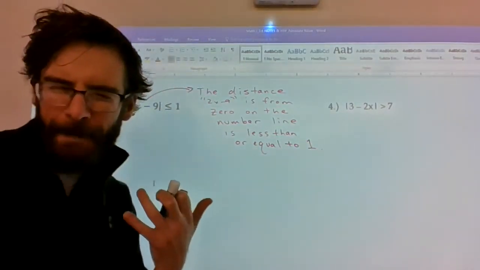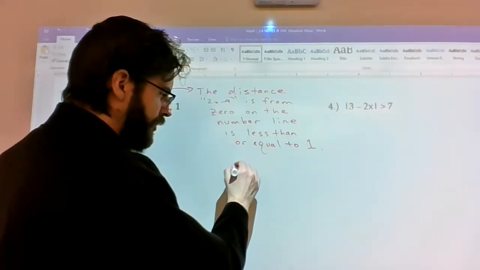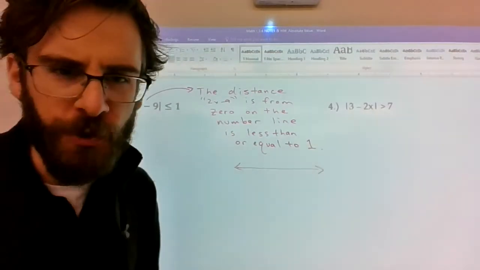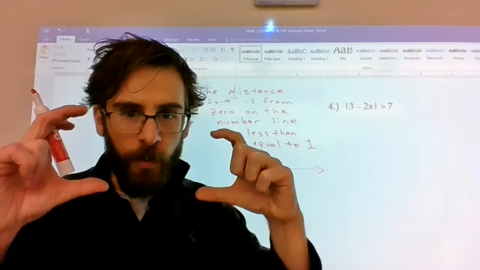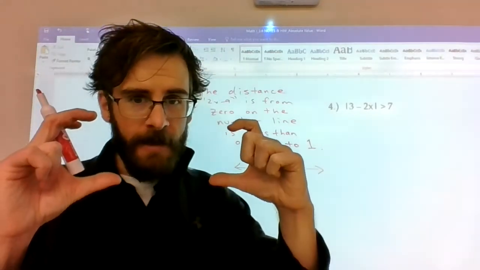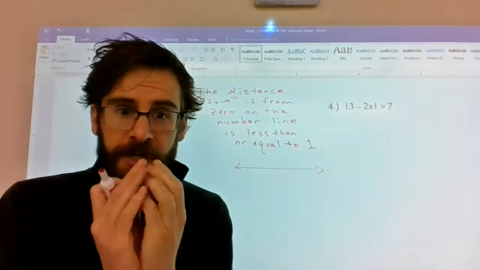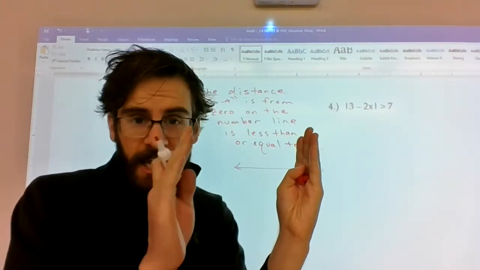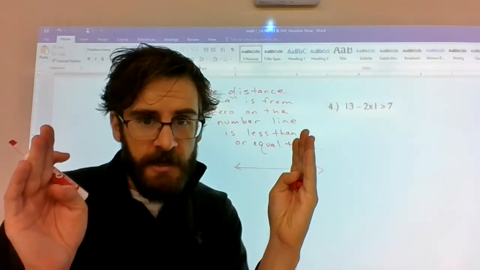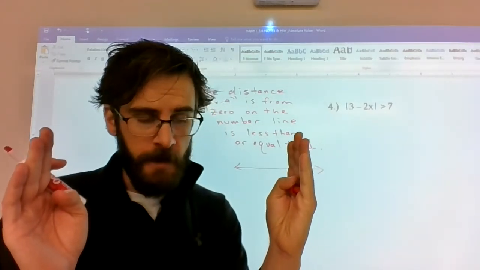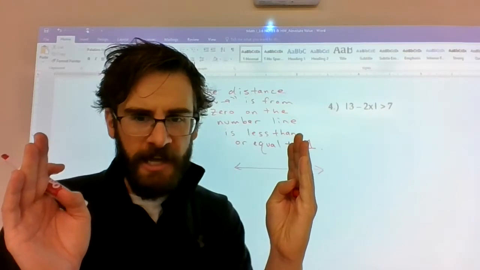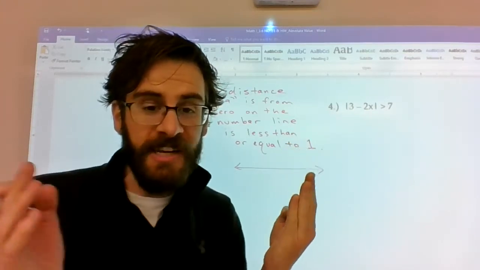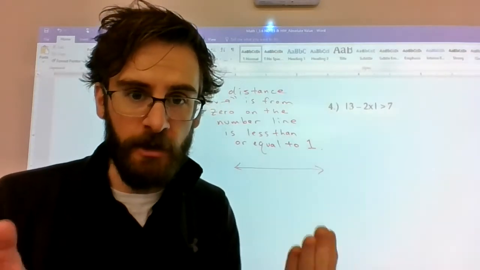So what does that mean? Well, if we were to draw a number line, to be less than or equal to 1 is to say we're basically setting a boundary: you can't go farther than 1 from the 0 this way, and you can't go farther than 1 from 0 this way. So what does that look like if you shaded from here to there? It looks like an and situation.